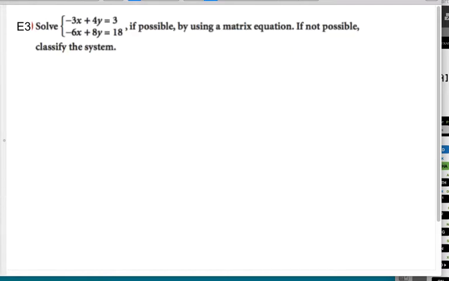So we're going to talk about what happens if something's not possible, right? So hint, hint, wink, wink, nod, nod. They suddenly threw in this thing where they say, classify it if you can, and if it's not possible, say why. So let's make our matrix equation.